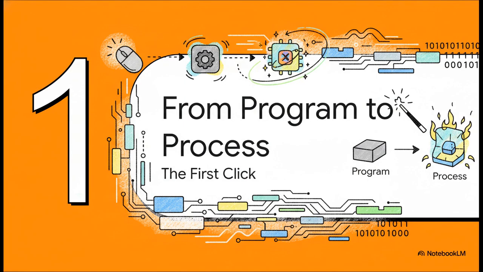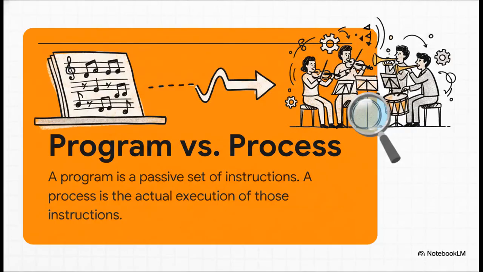So our journey starts with that first simple click. What's actually happening when you launch an app? It turns out the OS has to perform this kind of digital alchemy, transforming a totally lifeless program into something that's active and dynamic. And this right here is the absolute key difference. Think of a program like the sheet music for a song. It's just a set of instructions sitting there passively on your hard drive. But a process? That's the orchestra actually playing the music. It's the program in action, using memory, grabbing files, and doing real work.